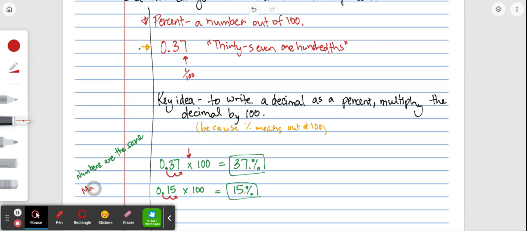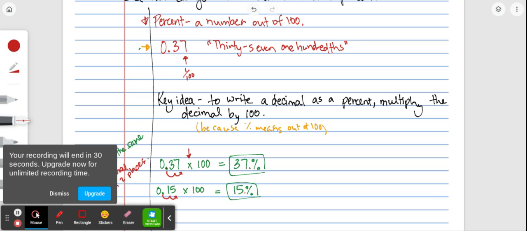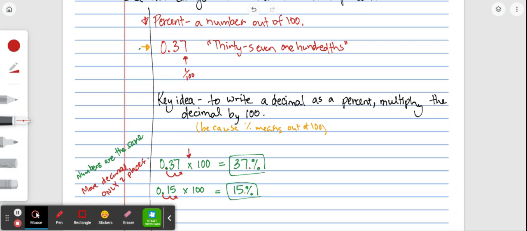You move the decimal only 2 places. And the reason why it moves 2 places is the same reason why it moved 2 places when we were taking a percent and writing it as a decimal. It's because we're multiplying by 100. 100 only has 2 groups of 10, which means it only moves the decimal place 2 spots. Okay, we're going to do some examples in the next video.